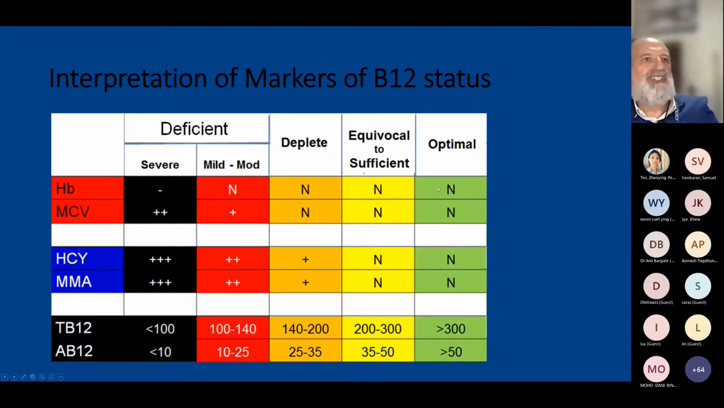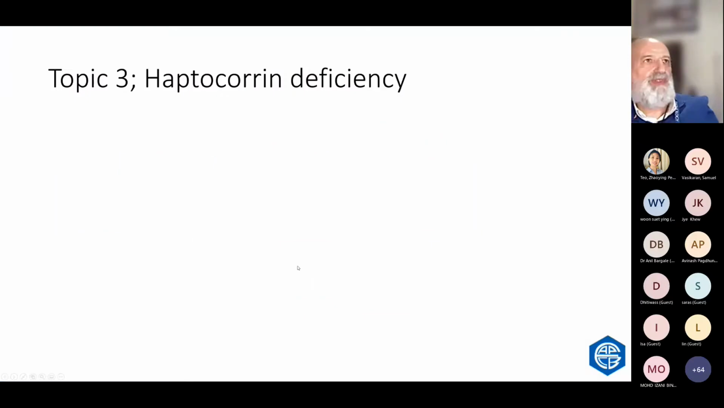So what this is saying is that if you're waiting for hemoglobin to be deficient in B12 status, then it's going to be severe deficiency. You might wait for macrocytosis, which occurs earlier. You might look for the markers of B12 deficiency like homocysteine, methylmalonic acid, or you might measure active B12, which can tell you about these early stages of B12 deficiency.